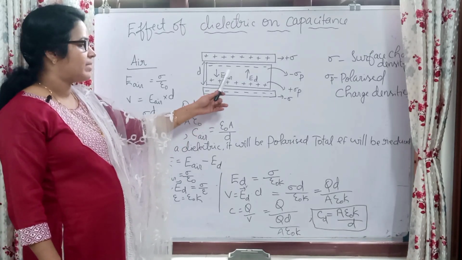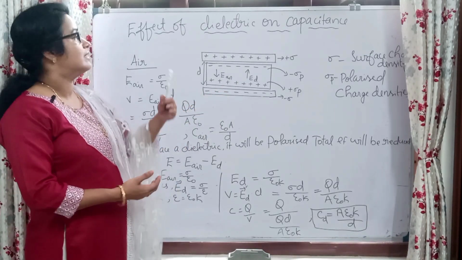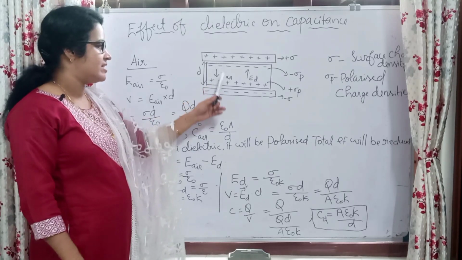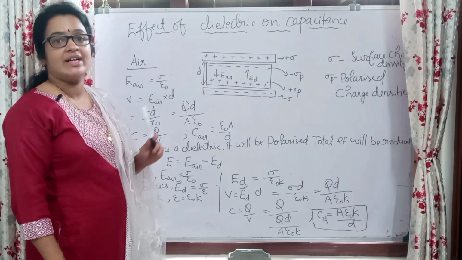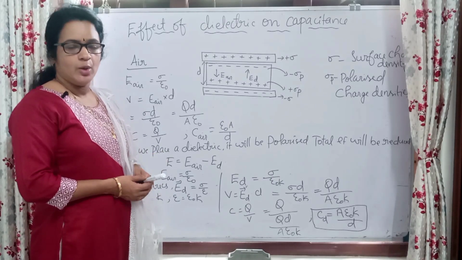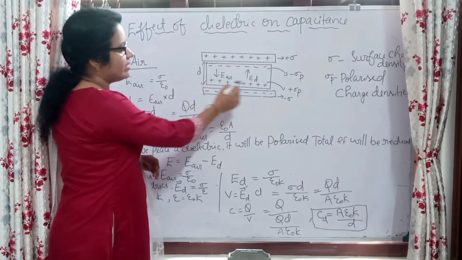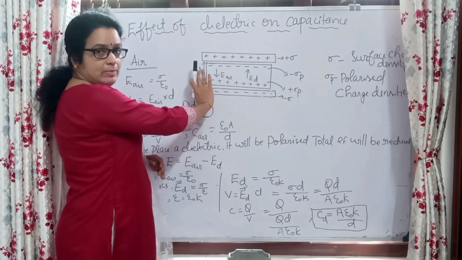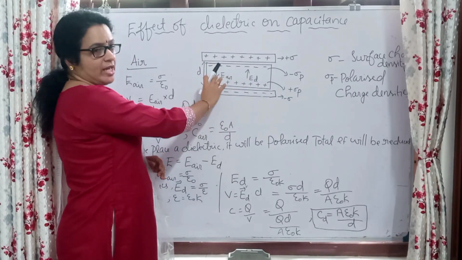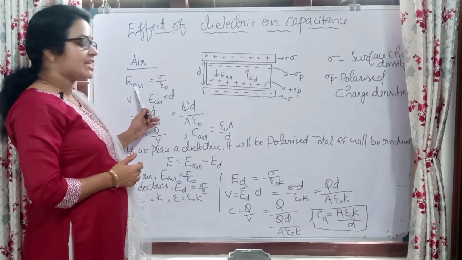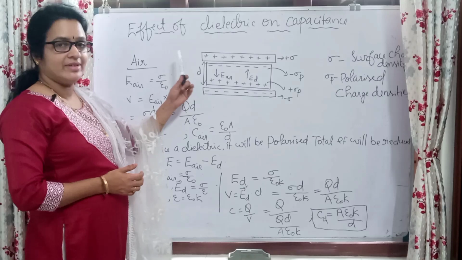In between the plates only air is there, and then we can find the capacitance. Then we will replace this air with a dielectric. So a dielectric slab we will place in between these two, and then we can see what difference is happening there. First of all we are considering only air, nothing else will be here, in between the plates. Now what will be the electric field in between this?